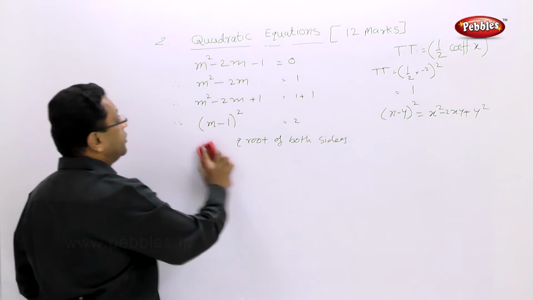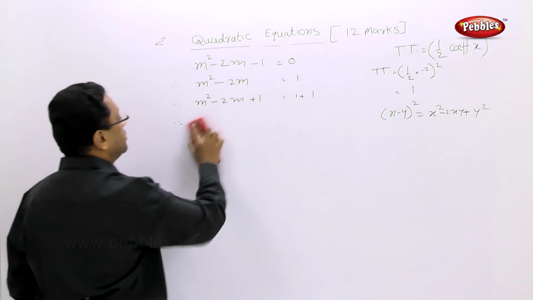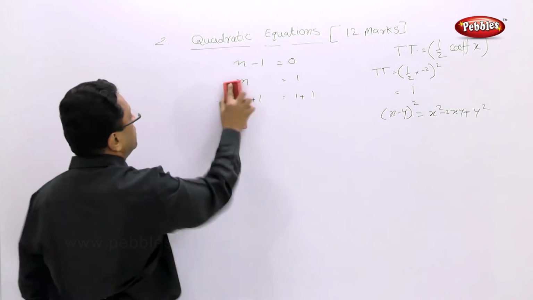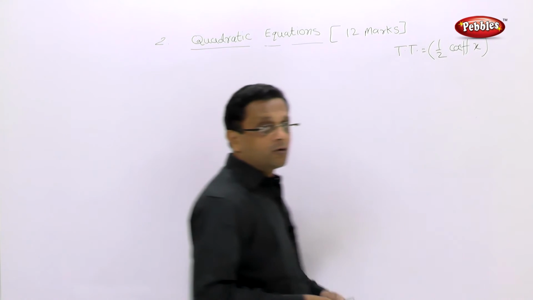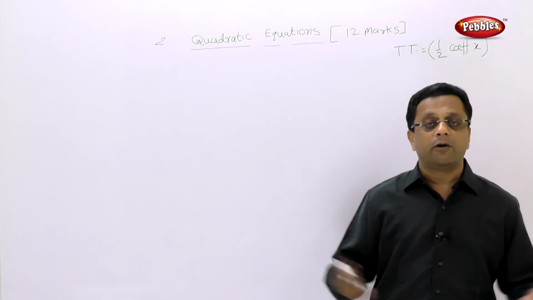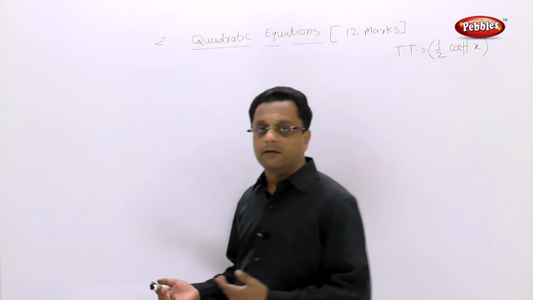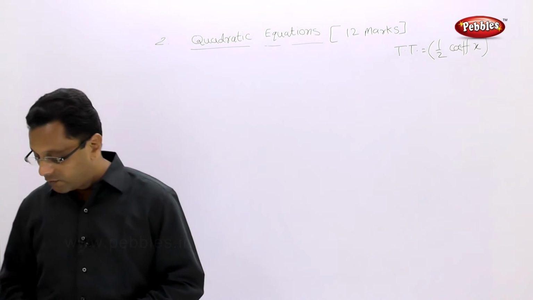Don't get confused if you get a square root or something. It can be there. Don't think that since an under root sign has come, your answer might be wrong. No, it is not like that. It can be there, it doesn't matter. We'll see one more example.